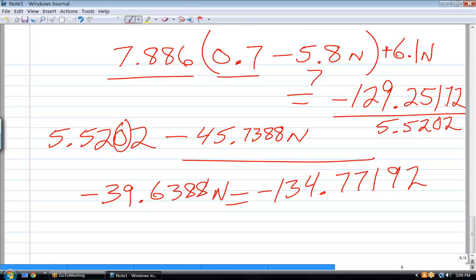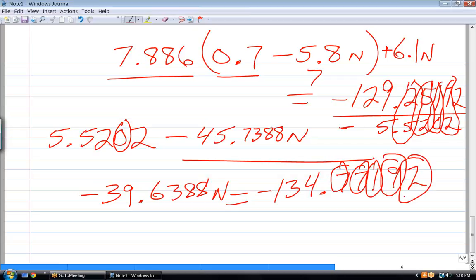5.5202, lining all the numbers up under properly. And it's a negative, so I know I'm going to add these, right? So that digit's got to be 7. That digit's got to be 7. That digit's 1. That digit is 9. And the last digit is 2 because it's a 0 right there. Okay?